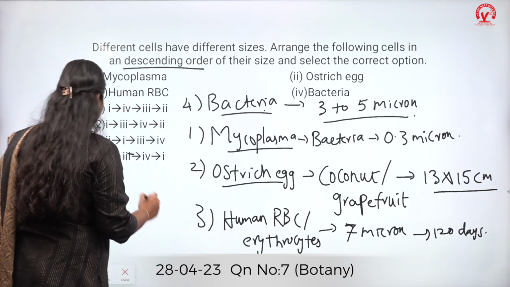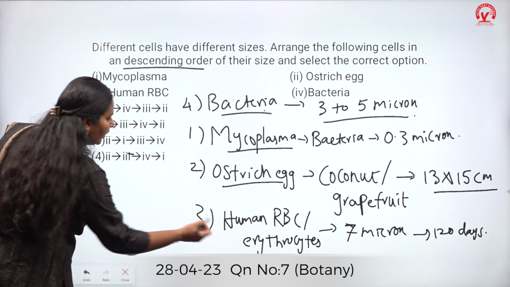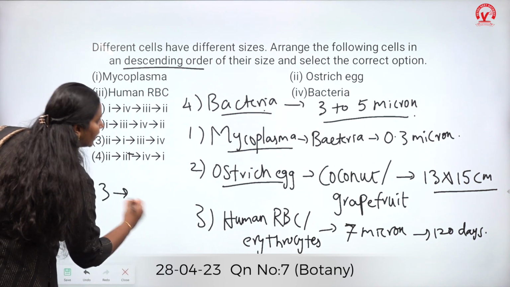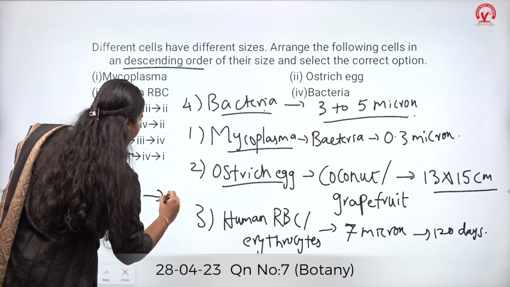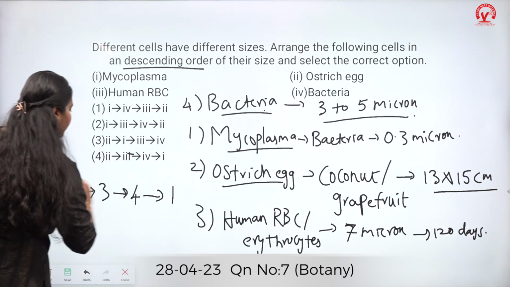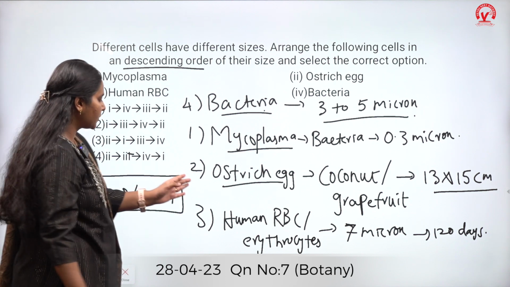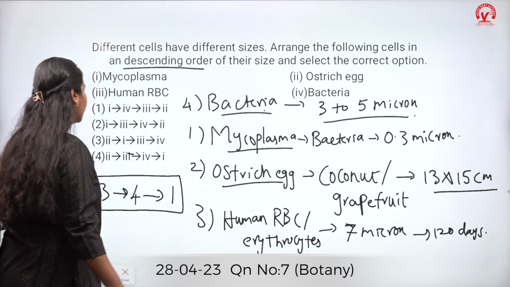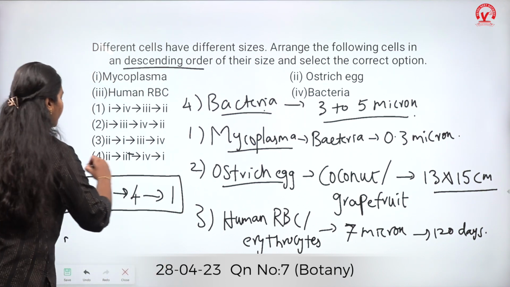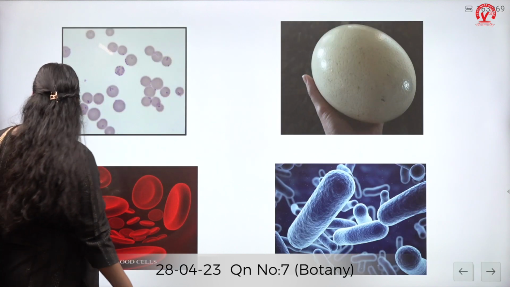So first we need to arrange the ostrich egg cell, second is human RBC, third is bacteria, and the final one is mycoplasma. So the correct order of sequence in descending order is ostrich egg, human RBC, bacteria and mycoplasma. So the correct option is option 4. Now we will see the diagram of these cells.